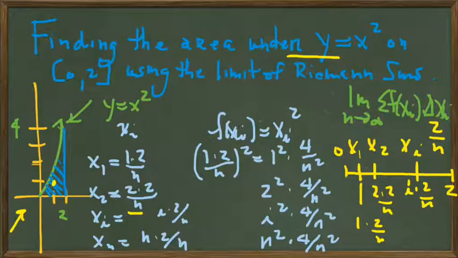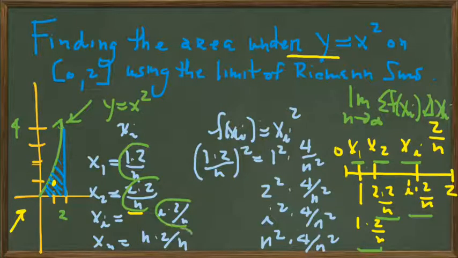So do you see the pattern? X sub 1, it's 1 times the width, 1 times 2 over n. X sub 2, it's 2 times 2 over n. X sub i, it's i times 2 over n, and we've got that repeated over here. So 1 times 2 over n, 2 times 2 over n, i times 2 over n, n times 2 over n. So those are the values that we are plugging into our function.